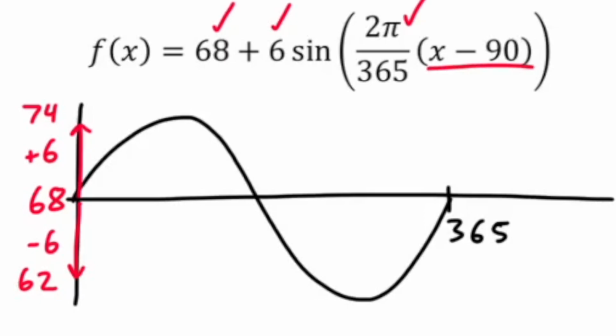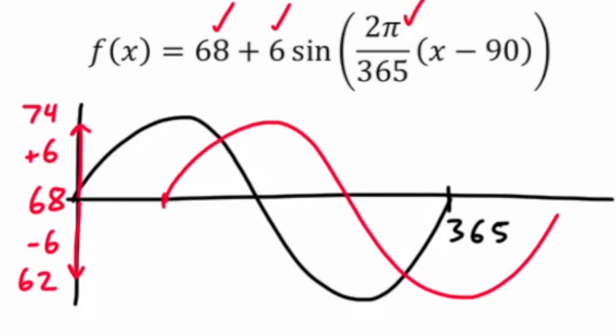And then this x minus 90 is just going to shift the whole graph right 90 days. And this is 365 over here. 90 is about a quarter of that. So here's the halfway point, here's the quarter way point. So I guess this sine function is going to start somewhere over here. And it might look something like that.